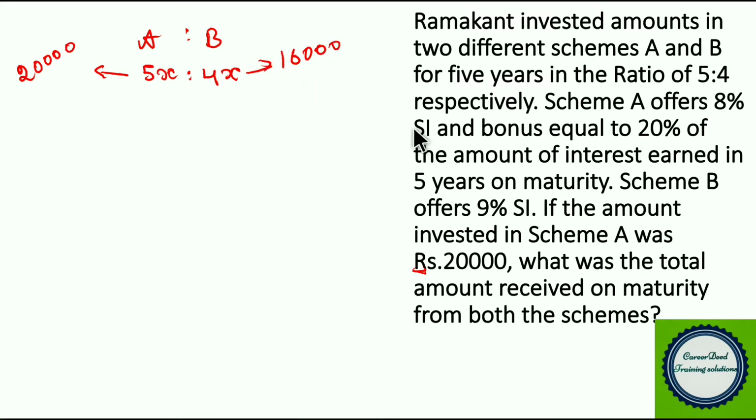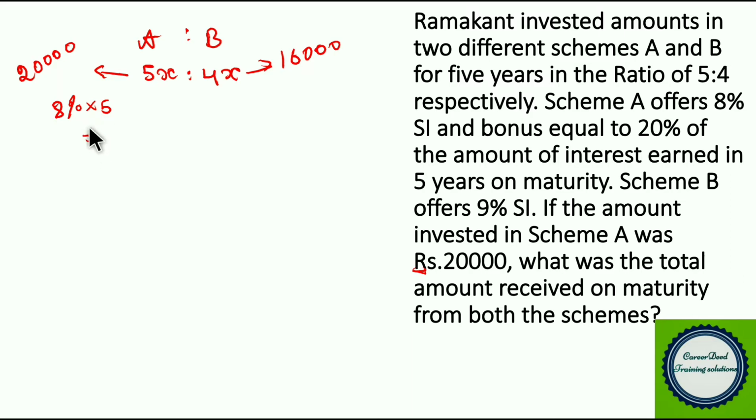Now if you take scheme A, it offers 8% simple interest and a bonus equal to 20% of the amount of interest earned in 5 years at maturity. So the maturity period here is 5 years. If he invested 20,000 rupees in scheme A, he will get the maturity after 5 years. So the total years of investment is 5 years. For 1 year if he gets 8%, totally for 5 years he will get how many percent?